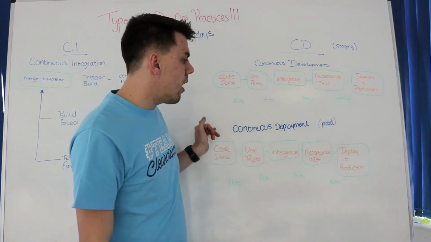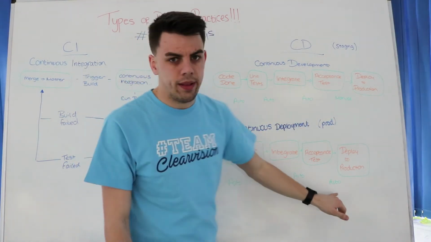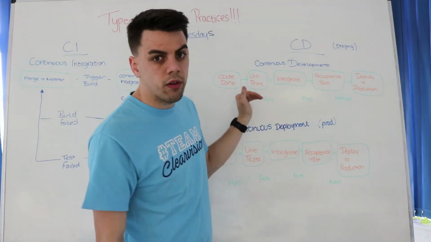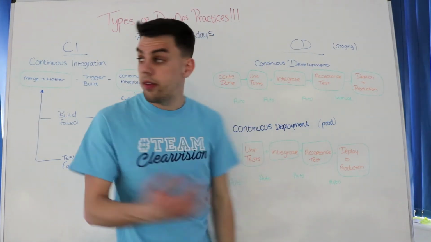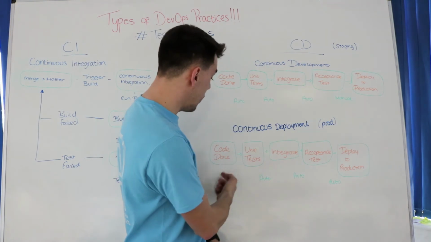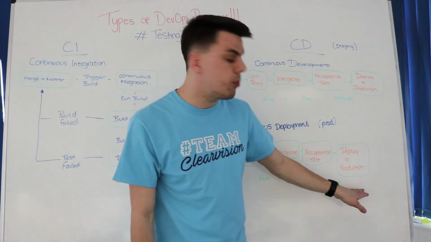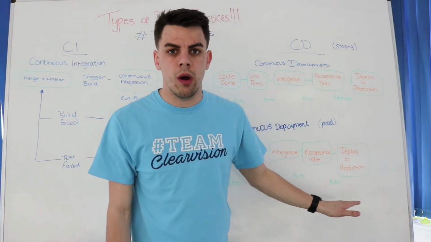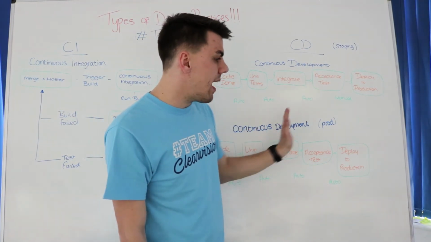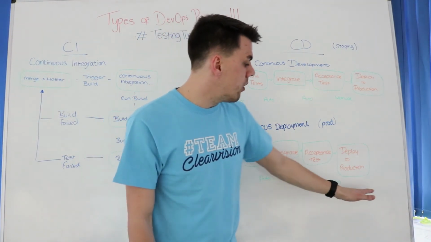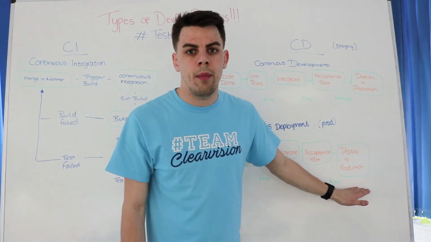But then with continuous deployment, we actually automate that part. So again, much like continuous development, we automate the CI part, code done, unit test, integration, and then with acceptance test and push into production, we automate that part as well. So we say upon all of our tests having passed, then we're going to push straight away to production. We're not going to have that manual part.